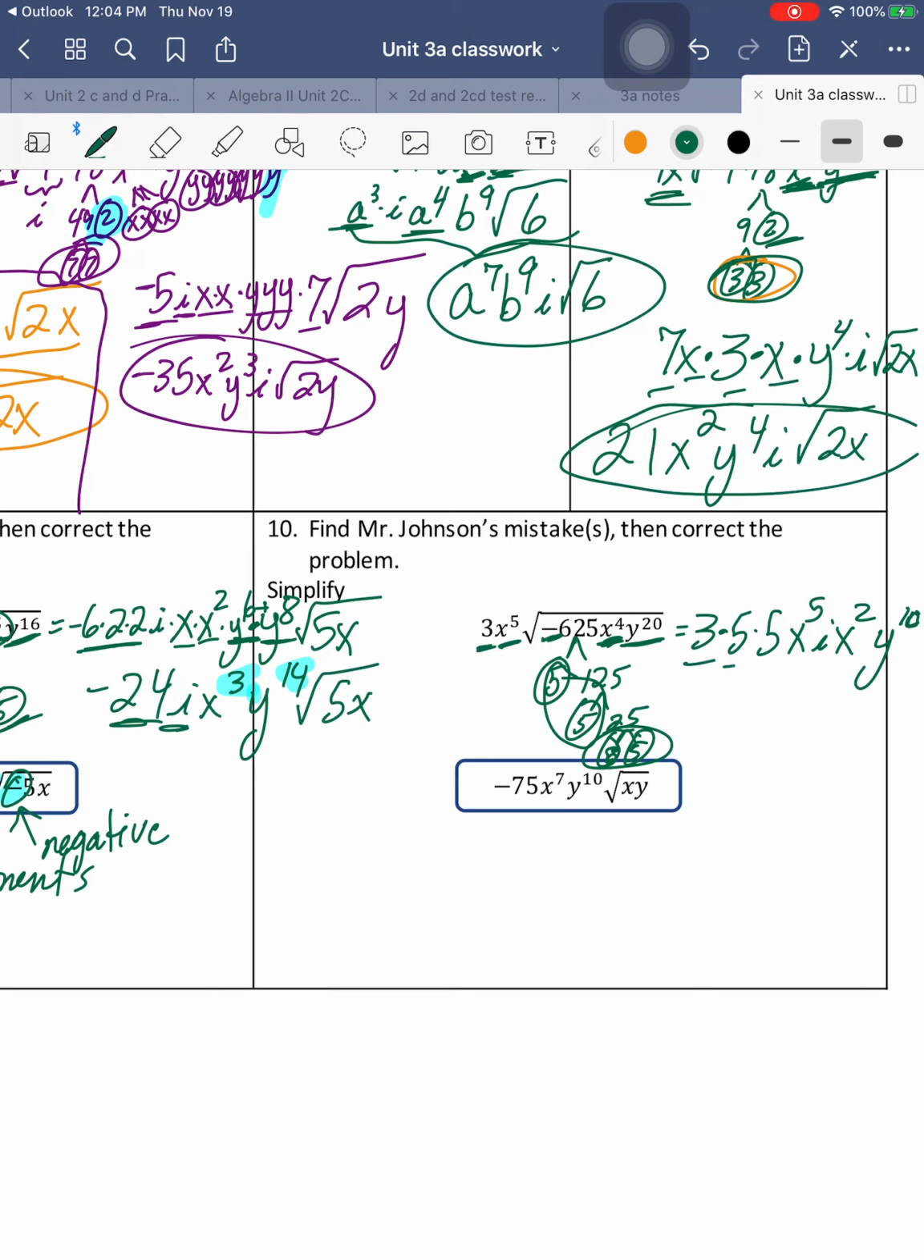Sweet. 3 times 5 is 75. X to the 5th times x squared is x to the 7th. So add those exponents. Y to the 10th and I. That's your final answer. So it looks like a negative is wrong, and we didn't simplify here correctly, and there's no I. All right, cool.